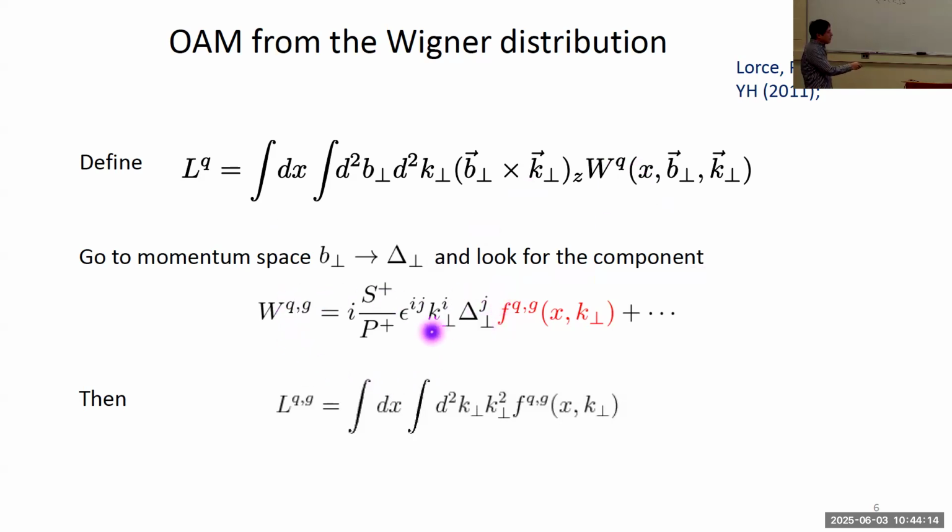I plug it in here and find this expression: the quark and gluon orbital angular momentum is given by the second moment of this coefficient function. If you find a term like this, then that will give you the orbital angular momentum. As I told you, the OAM is always there. It must be there, so there must be a term like this, and from that you can define the orbital angular momentum.